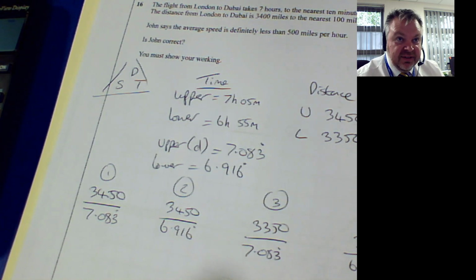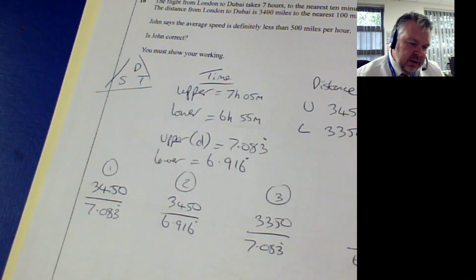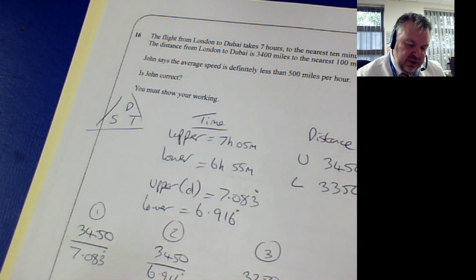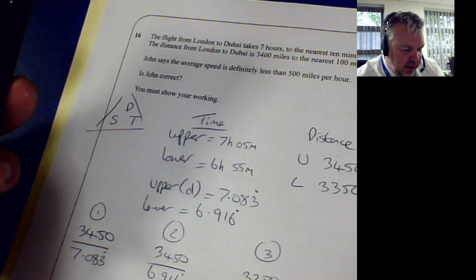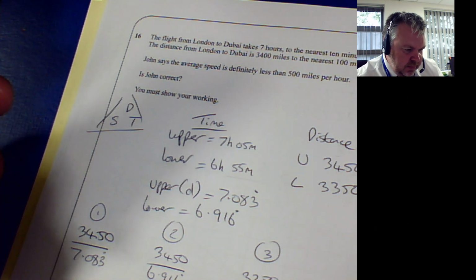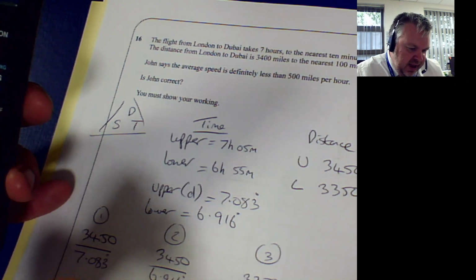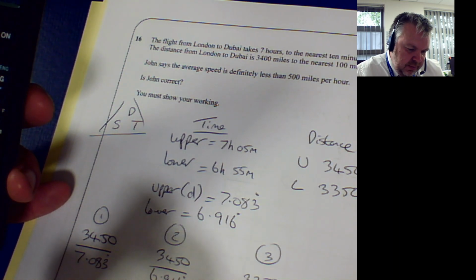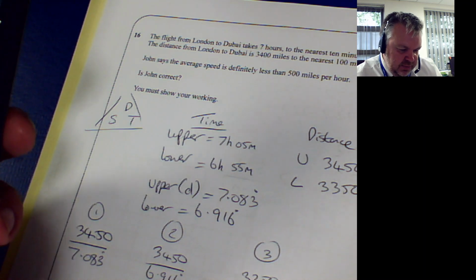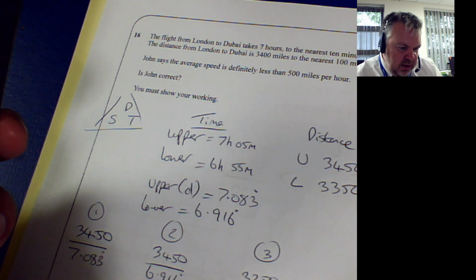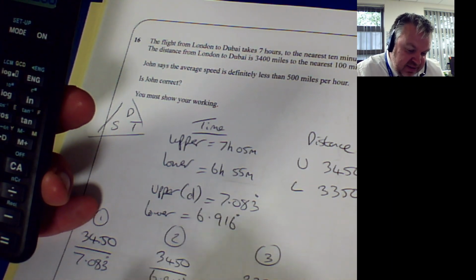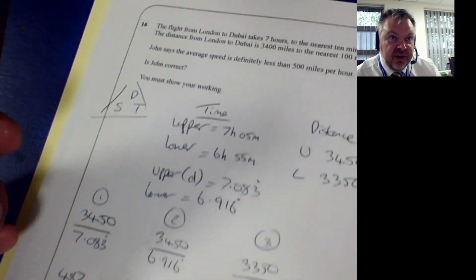I'm literally just going to type these in my calculator and work out which one. Well, it says John says the average speed is definitely less than 500, so each of these should give me an answer that's less than 500. 3450 divided by 7. So the first one gives me 487 miles per hour. The next one, 3450 divided by 6, gives me 498.8 miles per hour. So that's close, but it's still under 500.